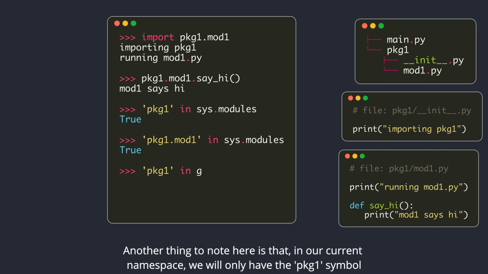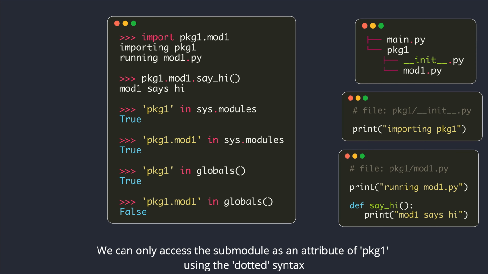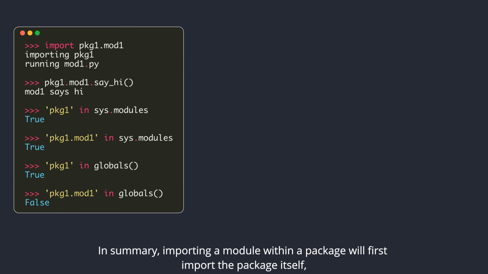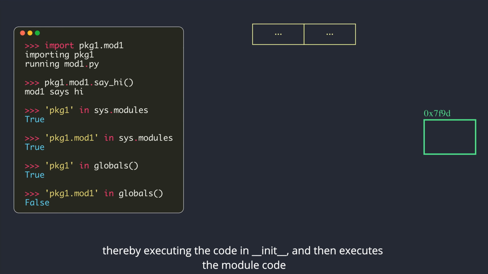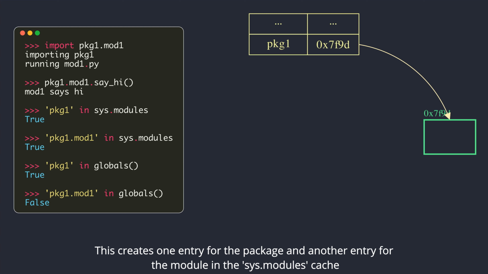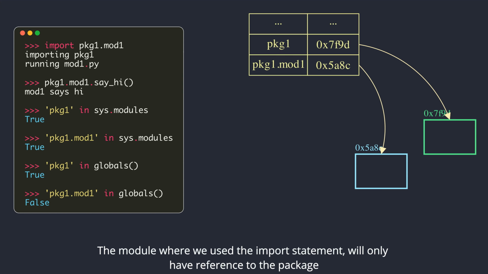Another thing to note here is that, in our current namespace, we will only have the package1 symbol. We can only access the submodule as an attribute of package1 using the dotted syntax. In summary, importing a module within a package will first import the package itself, thereby executing the code in dunder init, and then executes the module code. This creates one entry for the package, and another entry for the module in the sys.modules cache. The module where we used the import statement will only have reference to the package.